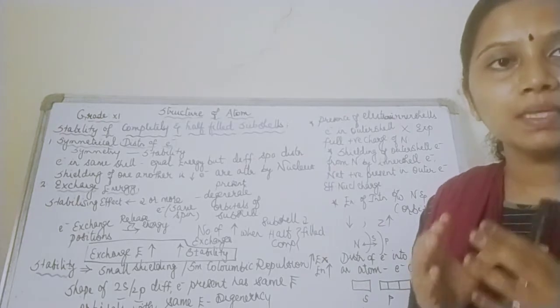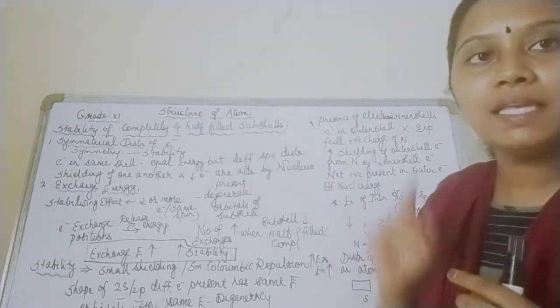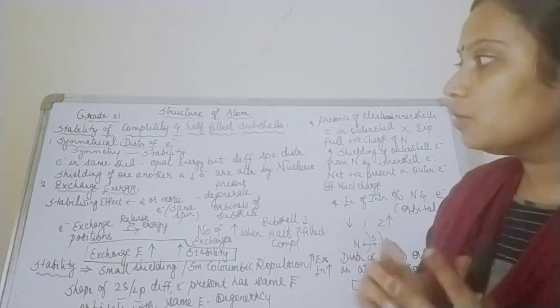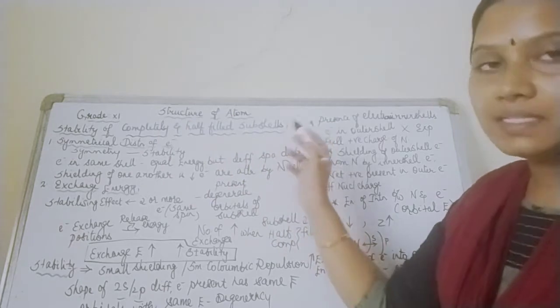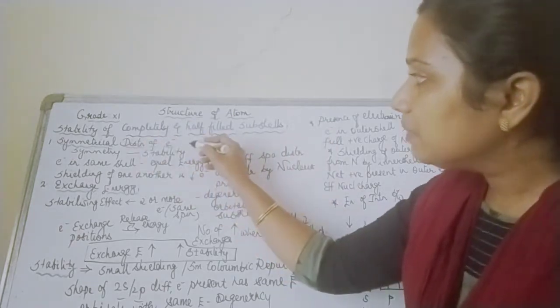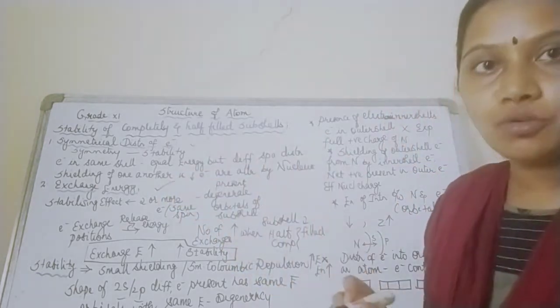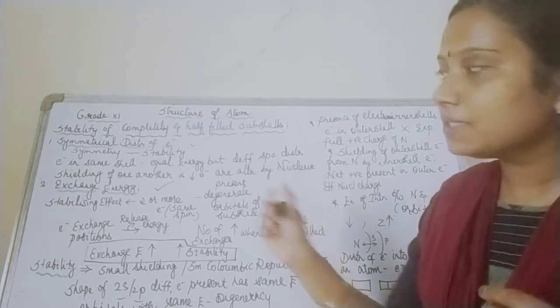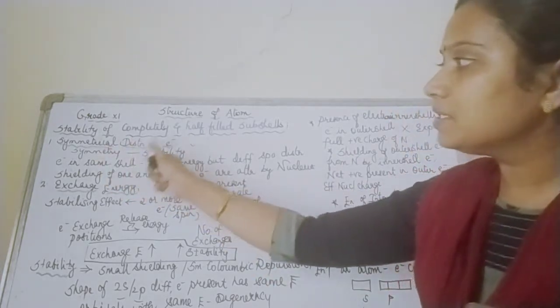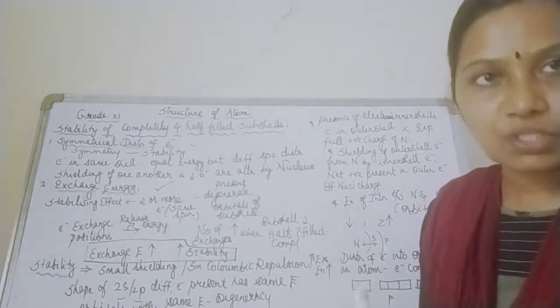What happens to the completely filled subshells and half filled subshells? How will they become stabilized? There are two ways by which you can stabilize your completely and half filled subshells. It is by symmetrical distribution of electrons and by exchange energy. So how can you stabilize half filled and completely filled subshells? By means of symmetrical distribution of electrons, one way, and the second way is by means of exchange energy.